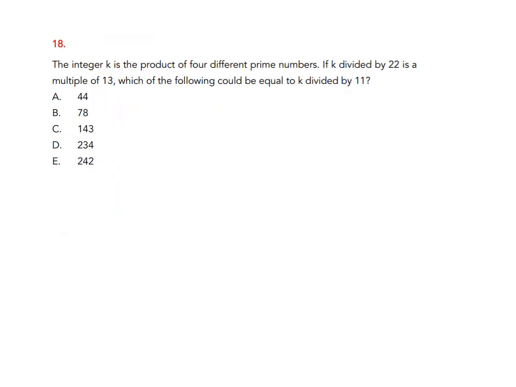We're in question number 18. The integer k is the product of 4 different prime numbers. If k divided by 22 is a multiple of 13, which of the following could be equal to k divided by 11? Okay, so k divided by 22 equals 13n. n is an unknown number that is a multiple of 13. So k equals 22 into 13n.